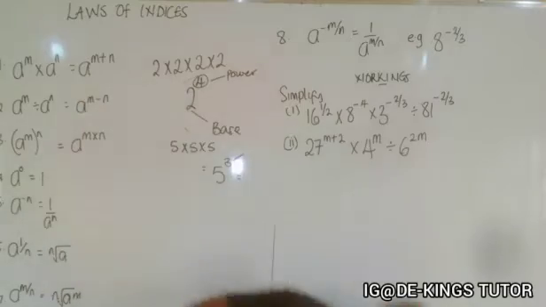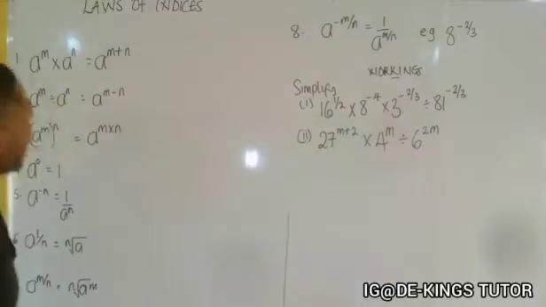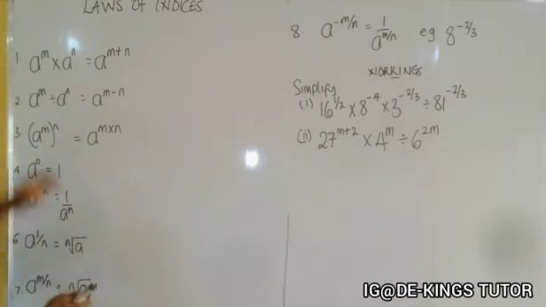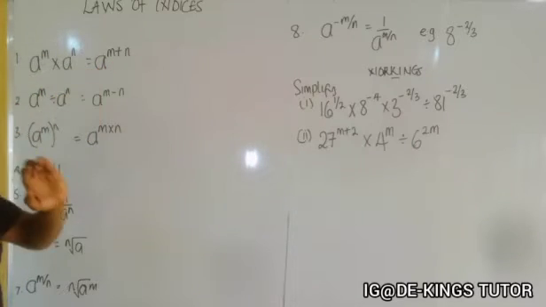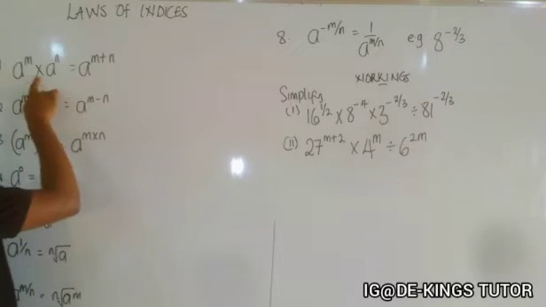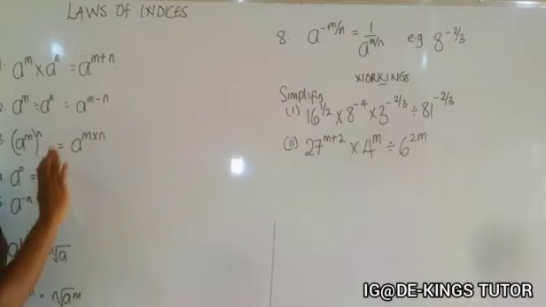Okay, so we want to see the laws. Now the first law is written as a raised to m times a raised to n equals a raised to m plus n. What it means is that if we have the same base and it is multiplication, you take one of the base and add their powers.